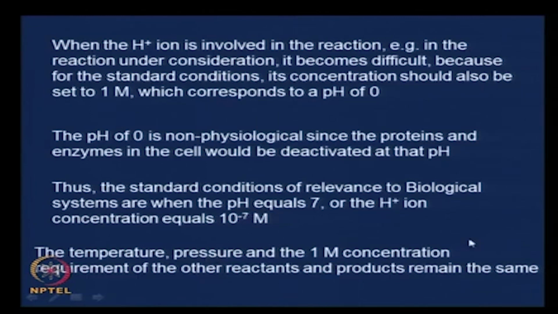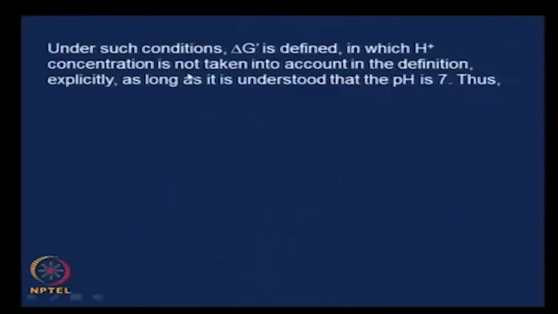Therefore, this and the hydrogen ion concentration being 10 power minus 7 molar is the set of standard conditions for biological reactions, which is different from the standard conditions for normal reactions, and therefore we use a different terminology also. Before that, I should say that under such conditions delta G dash, this is the different terminology that I am talking about, is defined. Instead of delta G naught, we use a delta G dash.